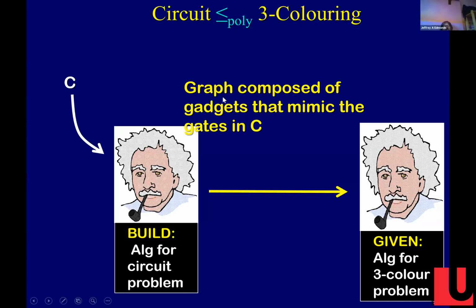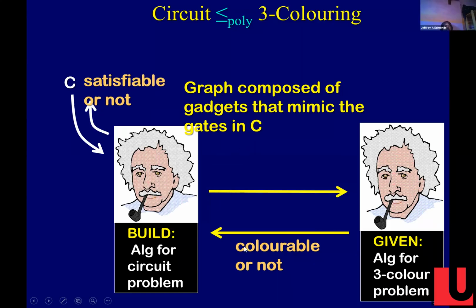And how do I get that graph? Well, I'm going to take the gates of my circuit, and for each gate, I'm going to have a gadget. And then I'm going to build those gadgets. I'm going to build some weird graph. And then I'm going to give that weird graph to my oracle. And the oracle will tell me whether it's colorable or not. And that will tell me whether or not my circuit is satisfiable or not. Does that make sense?